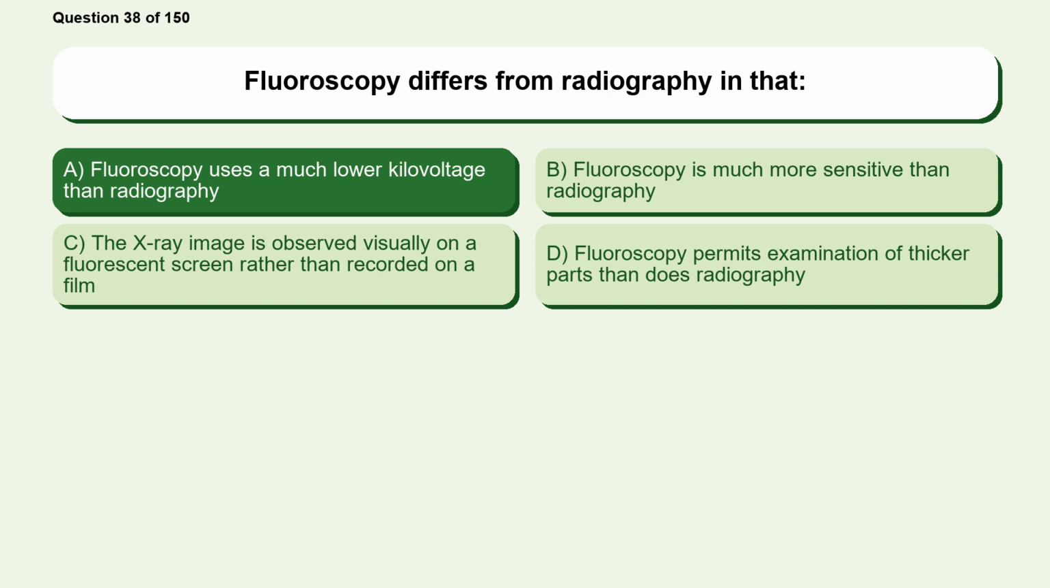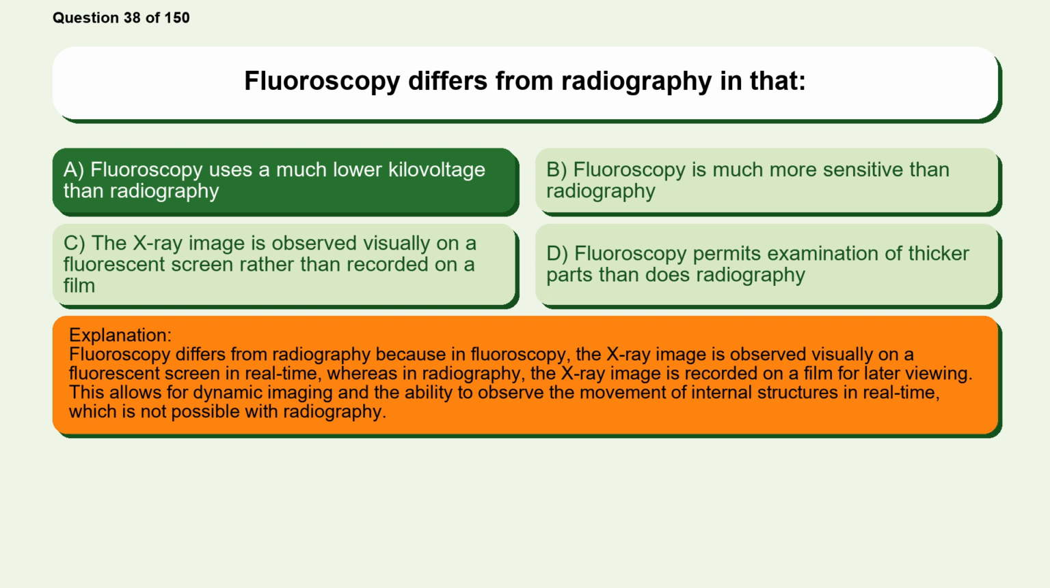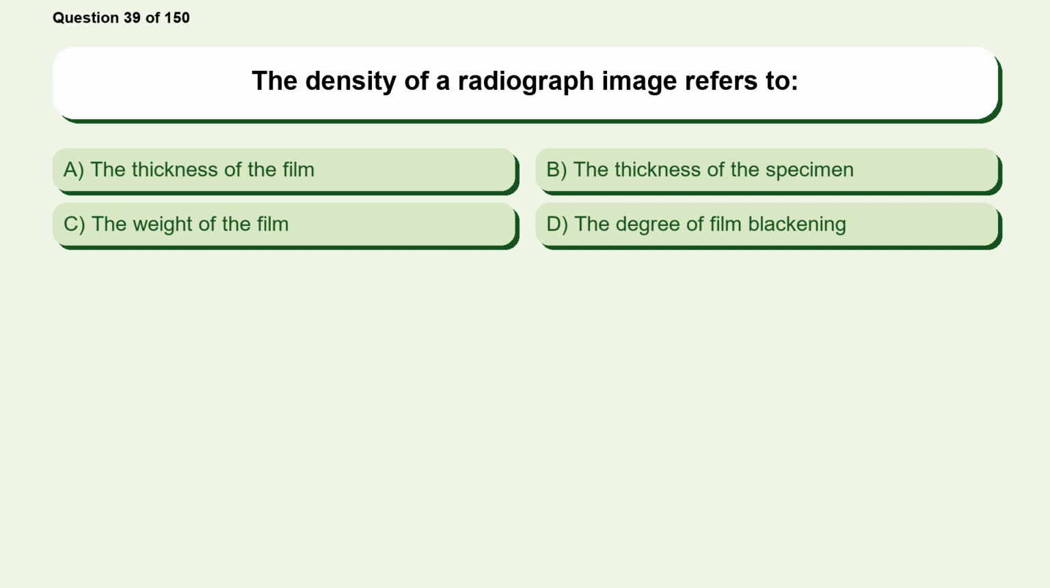Fluoroscopy uses a much lower kilovoltage than radiography. Fluoroscopy differs from radiography because in fluoroscopy, the X-ray image is observed visually on a fluorescent screen in real time, whereas in radiography, the X-ray image is recorded on a film for later viewing. This allows for dynamic imaging and the ability to observe the movement of internal structures in real time, which is not possible with radiography.